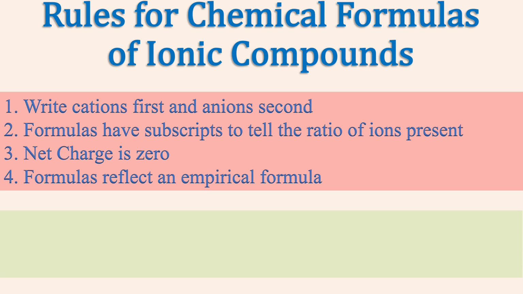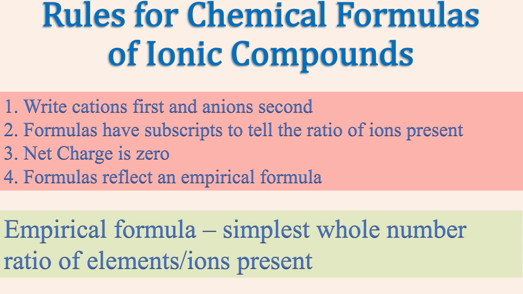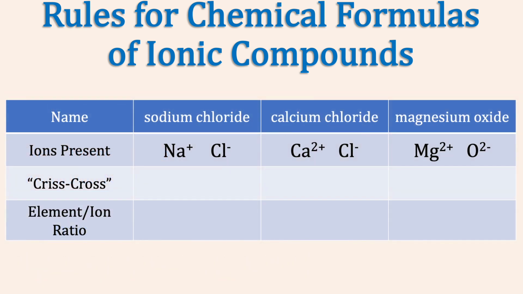In other words, the total positive charges should equal the total negative charges. And finally, the chemical formulas should reflect an empirical formula. An empirical formula is the simplest whole number ratio of moles of elements, or ions, present. For this exercise, I'll just say the ratio of ions. Let's look at 3 examples. Here are sodium chloride, calcium chloride, and magnesium oxide.